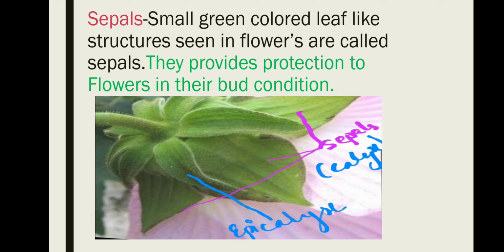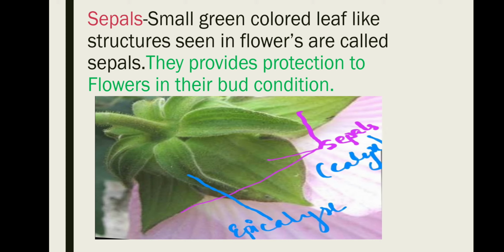Usually they are protective in function and protect the other floral parts in bud condition. They prevent rapid transpiration from the inner parts of the flower. They may fall immediately after the flower opens or may remain persistent and protect the developing fruits.